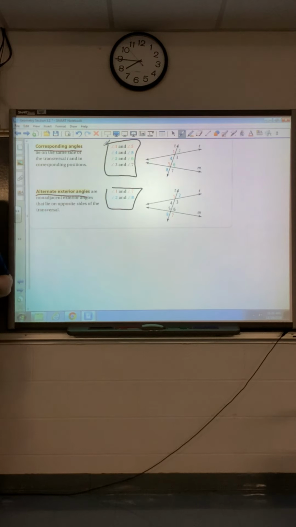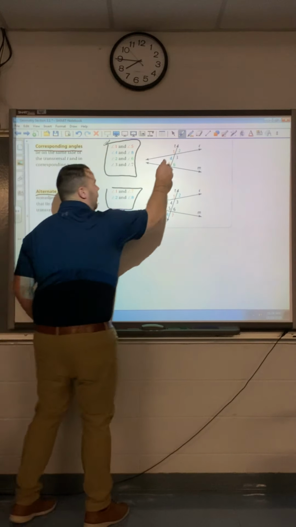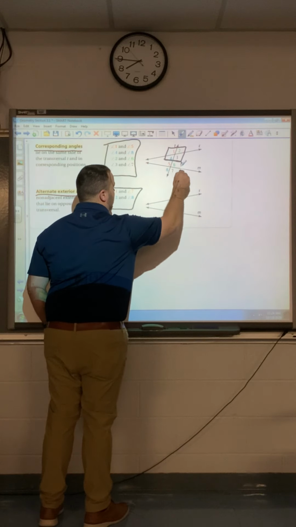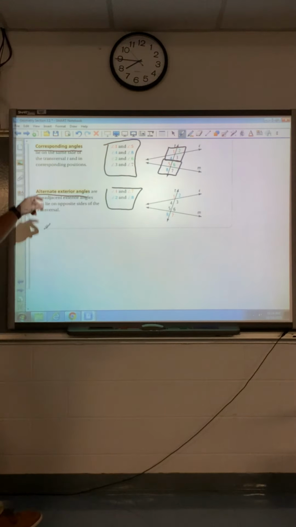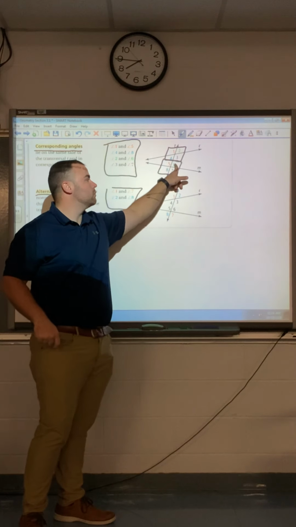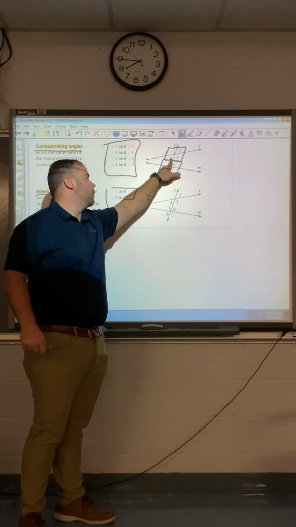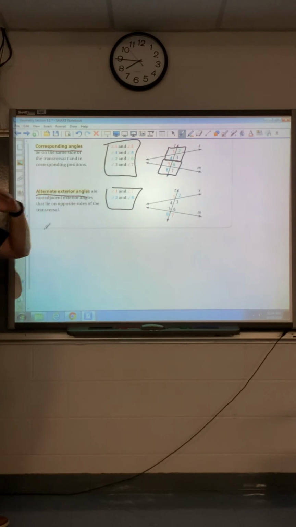Okay, so when you're talking about corresponding angles, this is kind of how I think about it. I think about this group being one and this group being one. For something to be corresponding angles, it needs to be the top right corner in this one, top right corner of that one. Same thing like bottom left corner, those are corresponding angles. That's how I kind of think about two groups of 4 angles. Does that make sense to everybody?